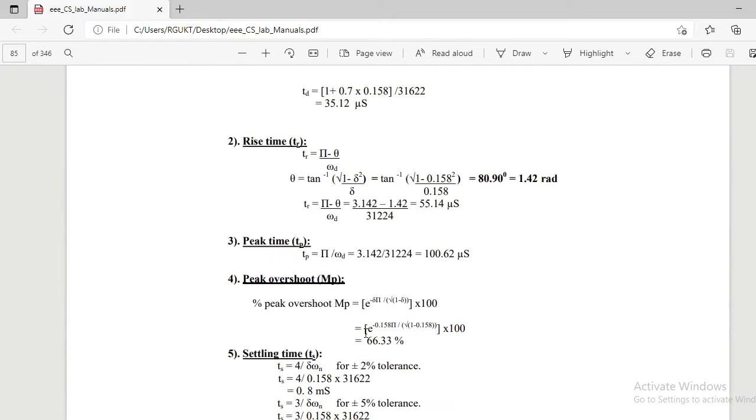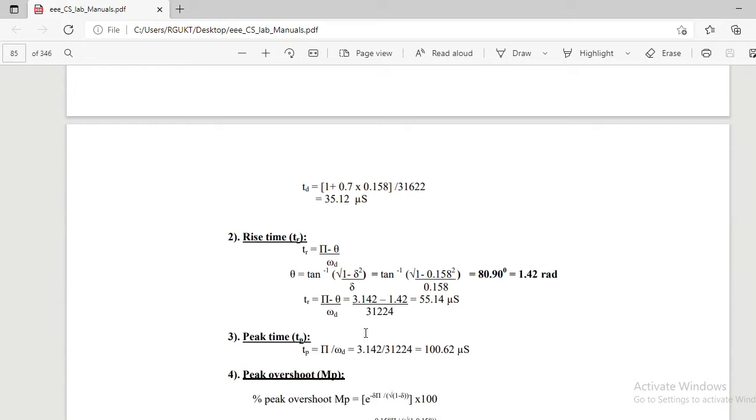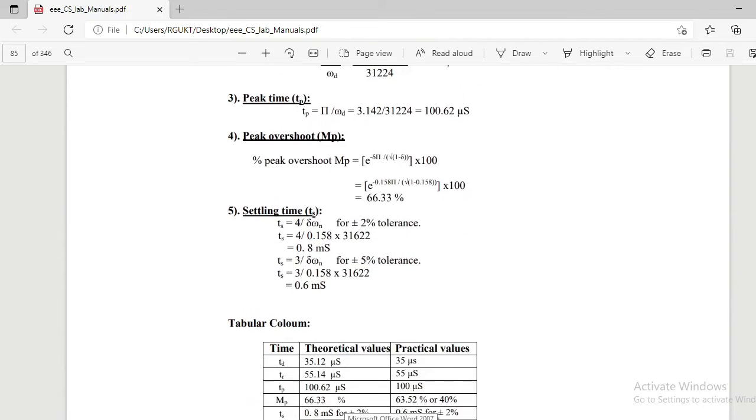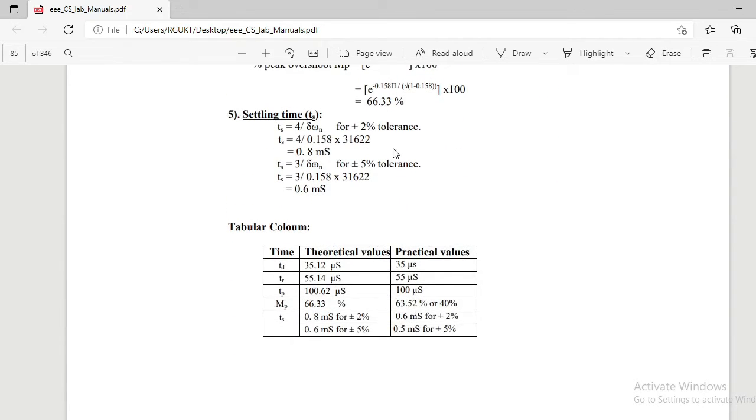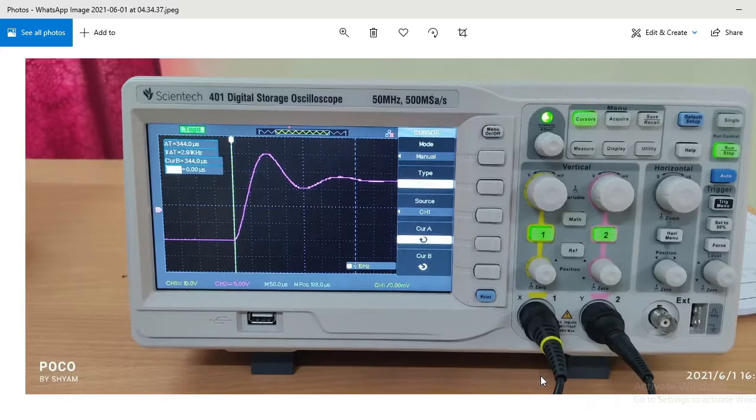Once you know the value of zeta and everything, then you find the delay time, rise time, and peak time using these formulas, as well as peak overshoot and settling time for the 2% tolerance and 5% tolerance. So these are the theoretical values we got. And with the help of the CRO you will observe now. So these are the practical values you will get. Already I have shown, right? So like this you will get the output.